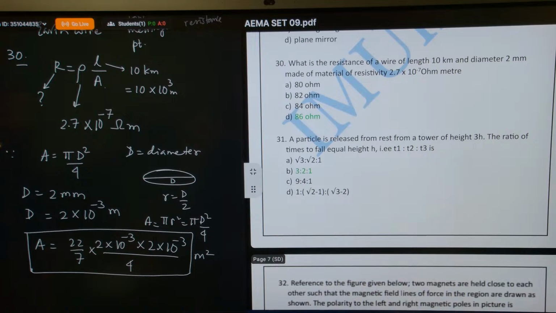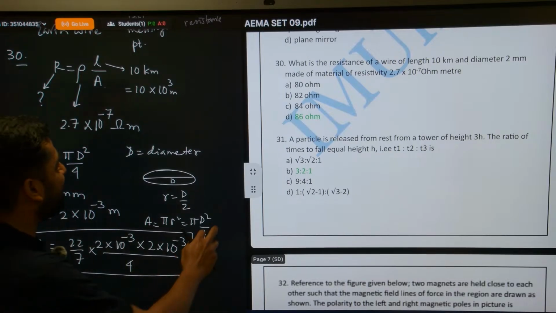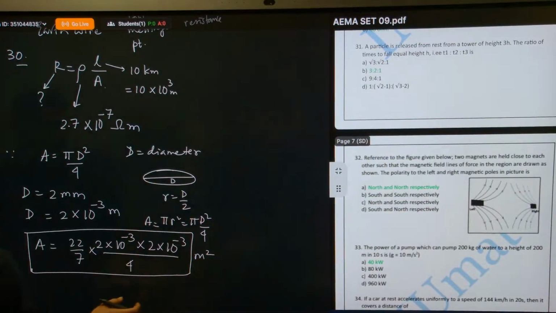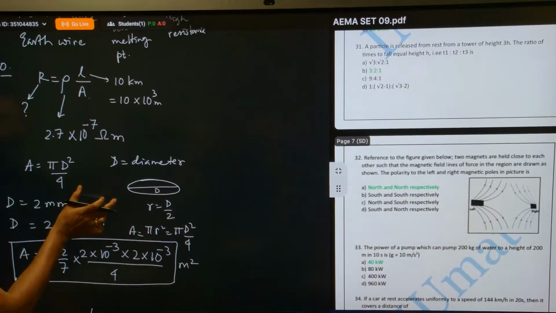So now we will solve the whole part. We will find out the resistance by putting the length and putting the area part. Now let's do this. It would be easier for me if I get the part.